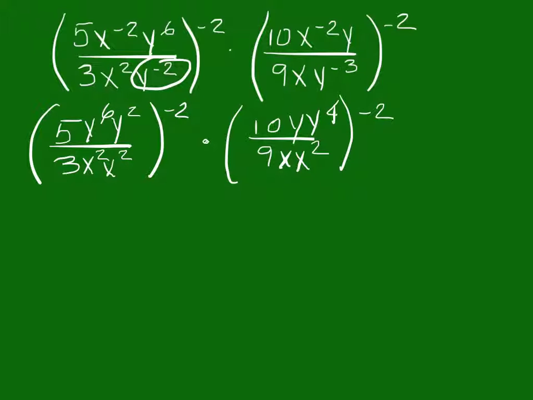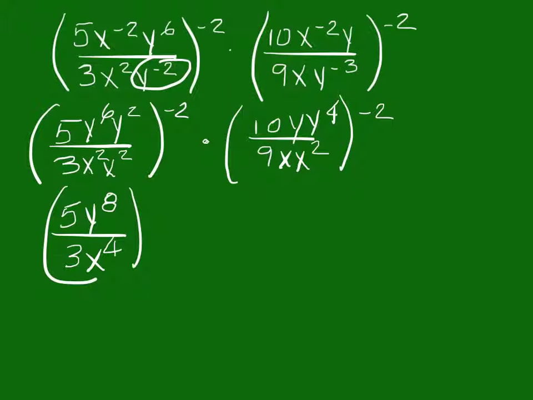On the left-hand side, we can simplify. Y to the sixth, y to the second is y to the eighth, and on the bottom, x to the second is x to the fourth. And then on the right side, we will have 10 and 9 staying where they're at. Y and y to the fourth is y to the fifth. X and x to the second is x to the third.